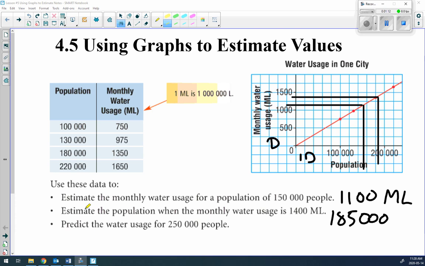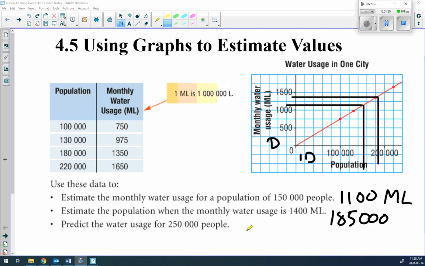Okay, so we can do this the other way around. Estimate the population when the monthly water usage is 1,400 mL. So where's 1,400? Yeah, it's approximately there. Horizontal line straight across until you hit the line, and then vertical line down. Yeah, about 185,000. You could have a range again, maybe 180,000 to 190,000, whatever you want to do with that one.